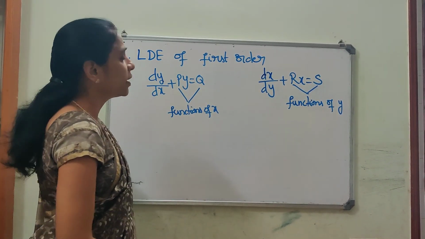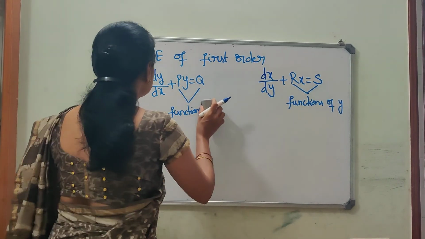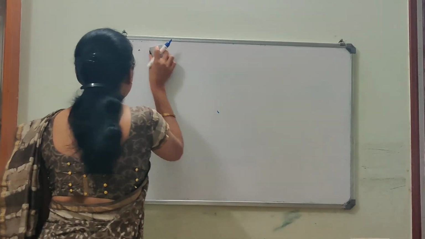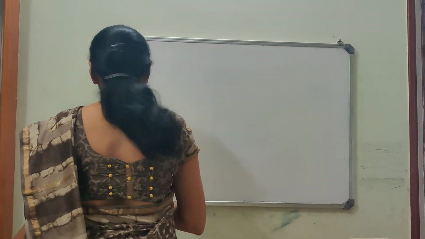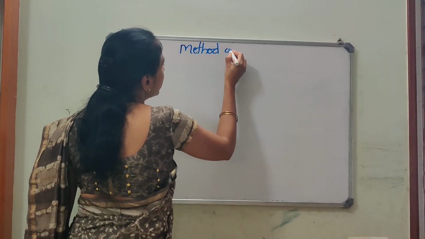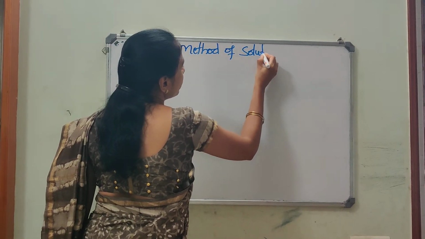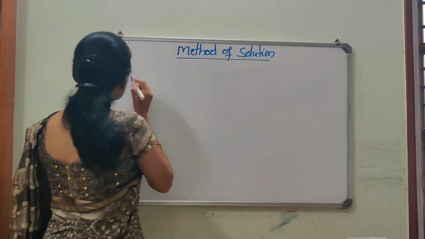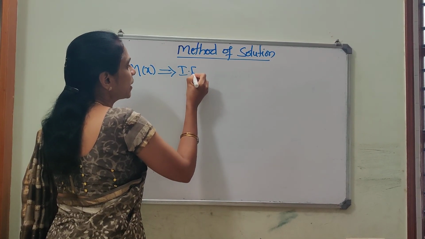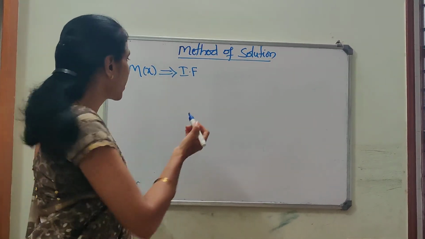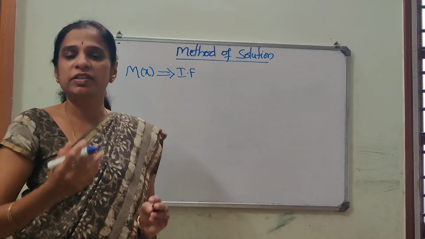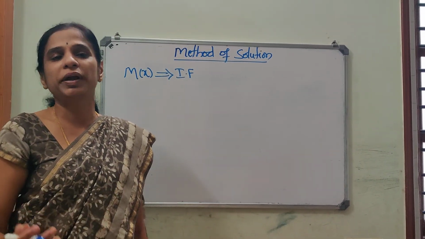So let us now look at how to find the solution of this differential equation. We are supposed to find an integrating factor so that the equation can be easily integrated. Method of solution. Let us try to find a function m of x, which is called the integrating factor. Let me denote it as I.F., integrating factor, which will help me to reduce the given equation to a simpler form, which can be simply integrated to get the solution.